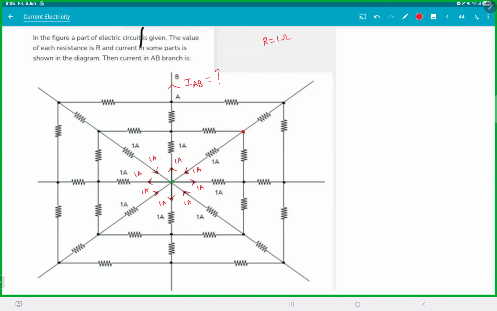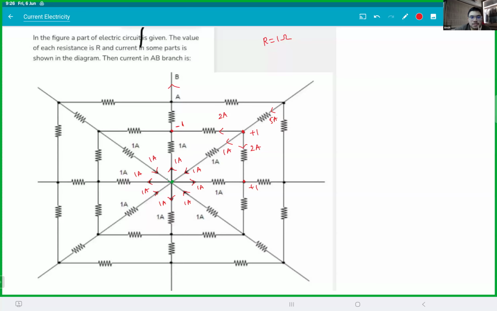So this point will be +1. This point will be -1, and this point will be +1. Now look carefully. If this is +1 and -1, what is the potential difference? 2 volt. If that is 2 volt, that means this current will be 2 ampere. Agreed? If this is +1 and this is -1, this current also will be 2 ampere. And already 1 ampere is flowing from here. That means in this branch, the current is 5 ampere.